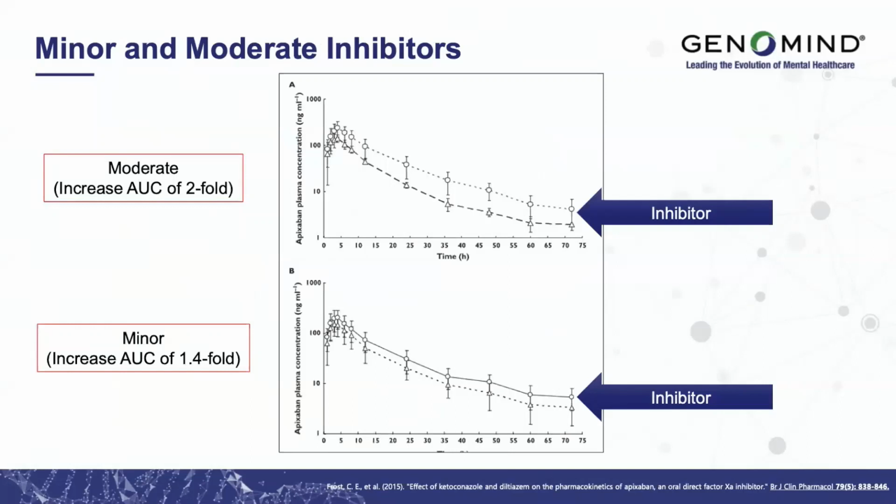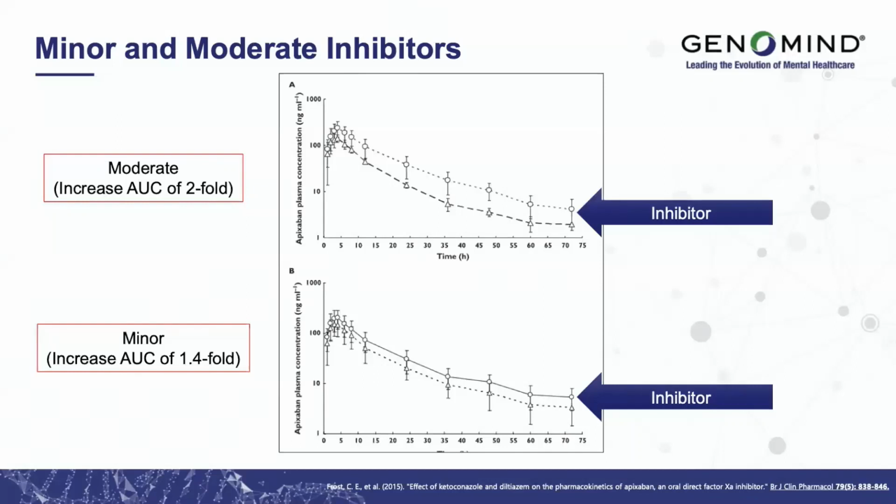Now, if you give this person a moderate inhibitor, in this case, I believe it was ketoconazole, which is really more of a potent inhibitor. But in this case, if you give this person ketoconazole, you can see that the AUC of the anticoagulant is significantly increased. In fact, if you were to measure the area here and measure the area here, the difference is about twofold. So we would say that this drug-drug interaction causes a twofold increase in AUC. That's considered a moderate inhibitor.